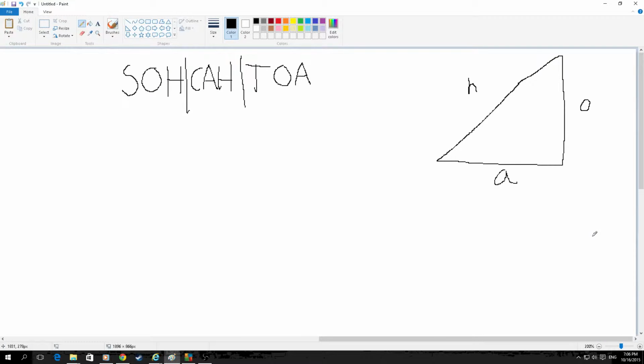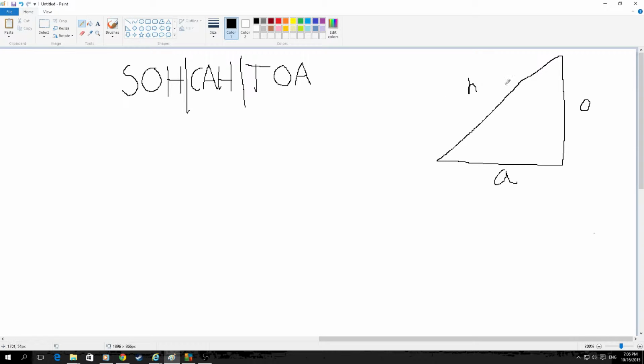Alright, so today we're learning trigonometry, and this is a very big topic that you need to know, especially for calculator paper. So the thing you want to use is something called Sohcahtoa, and this tells you exactly what you want to use to work out the side or angle.